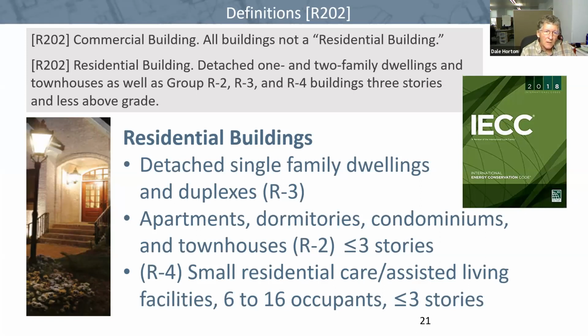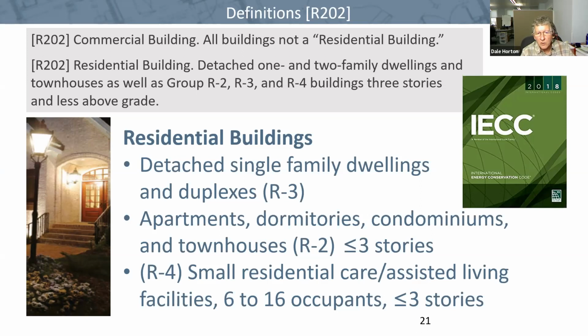The thing you have to know is that for the commercial definition, they say a commercial building is everything that's not residential. So what's residential? Residential buildings are detached single-family dwellings and duplexes. They're apartments, dormitories, and condominiums less than or equal to 3 stories in height. And there are small residential care facilities, R4 is the occupancy label, which are also 3 stories or less.